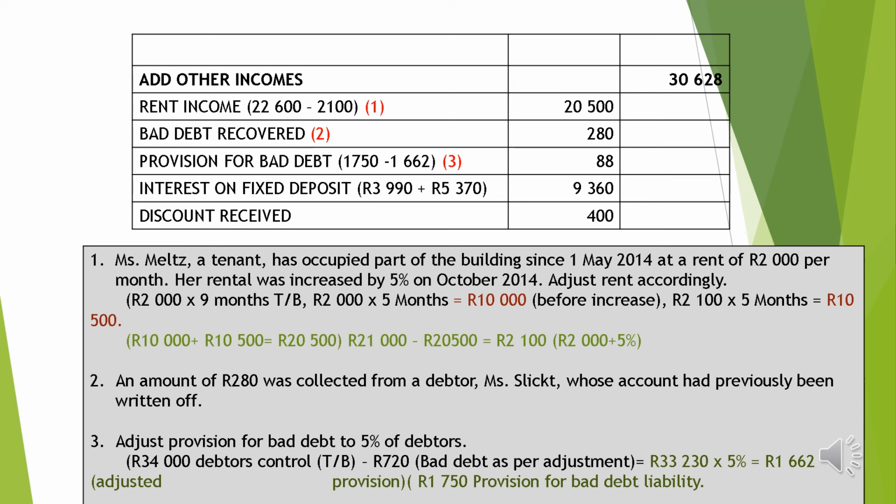An amount of 280 was collected from a debtor whose account had previously been written off. So we are recording 280 as an income that will reduce, or that will permanently remove what? Your bad debt. So 280. Then you are done with that transaction.